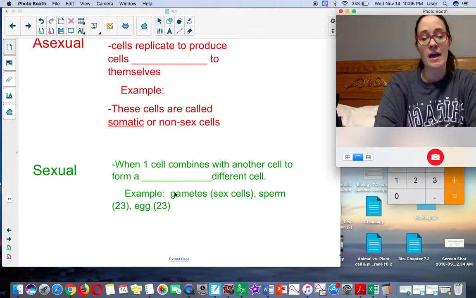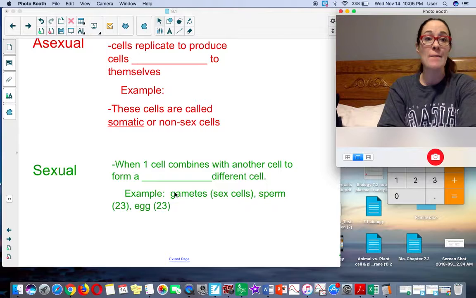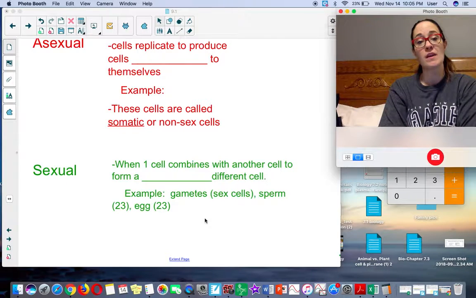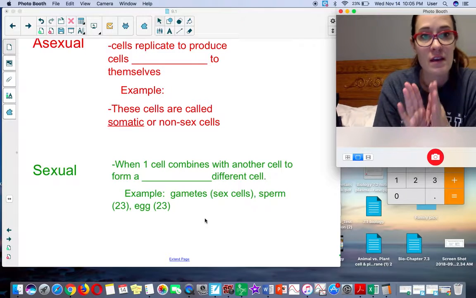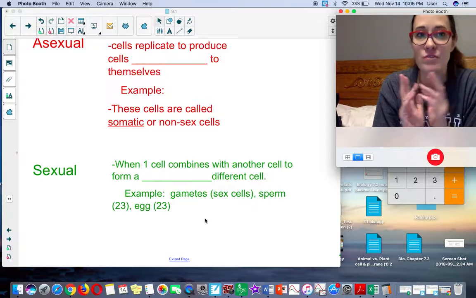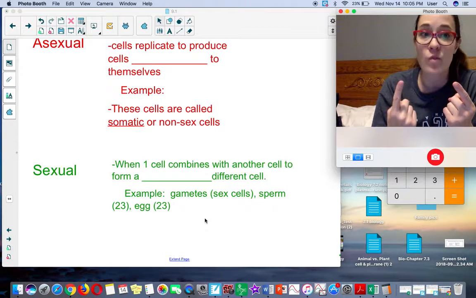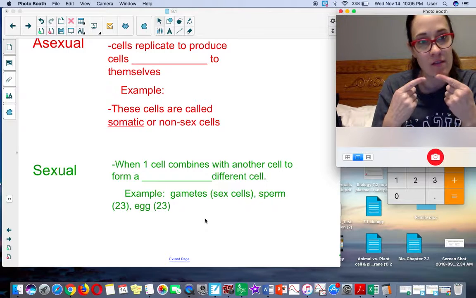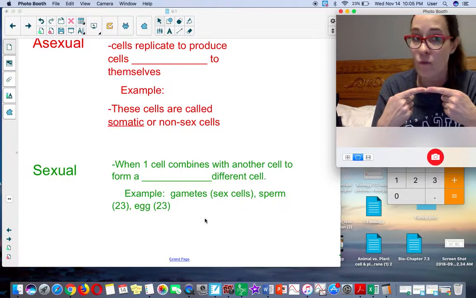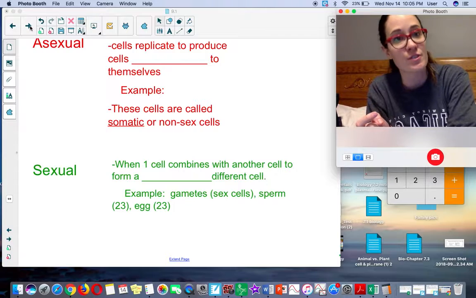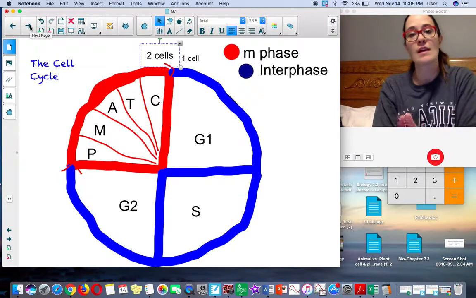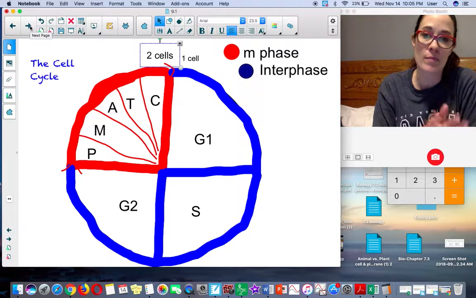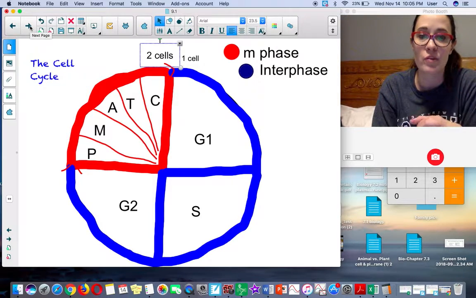The reason why they have a special name, gametes, sex cells, is because unlike every other cell in the body that has 46 chromosomes, these cells only have 23. The reason why: 23 plus 23 equals zygote equals 46, which is the first cell that you and I both were in development.